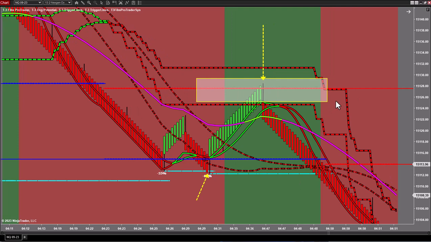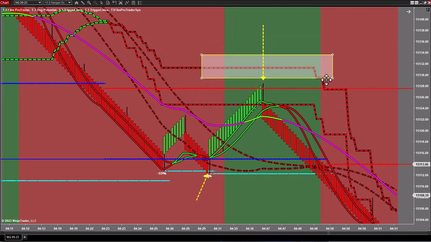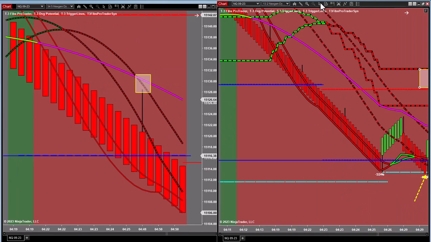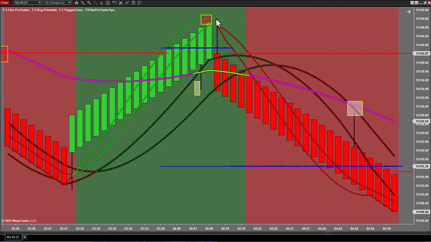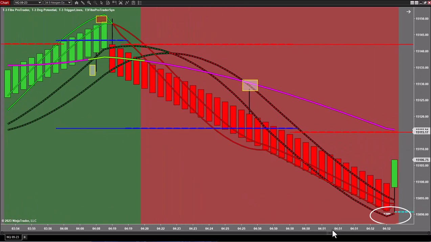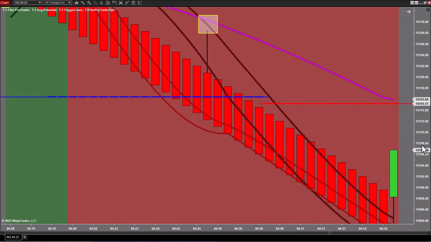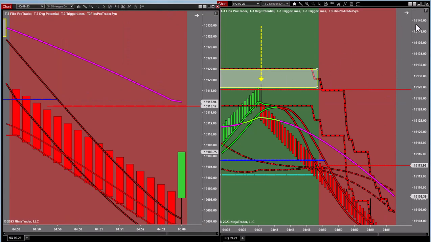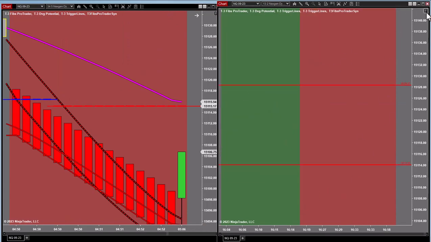Could you use the red resistance as a sell area when you have a 50-50? Well, again, you have to kind of weigh out the 50-50. How strong is it? Is it really, really, really strong? Is it worth it? Maybe it is. Maybe it is. And if you're going to skip them, that's okay.